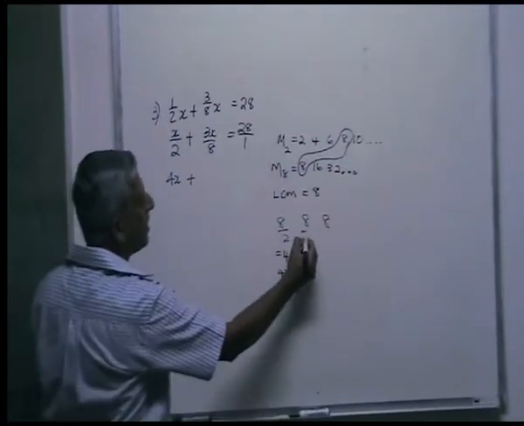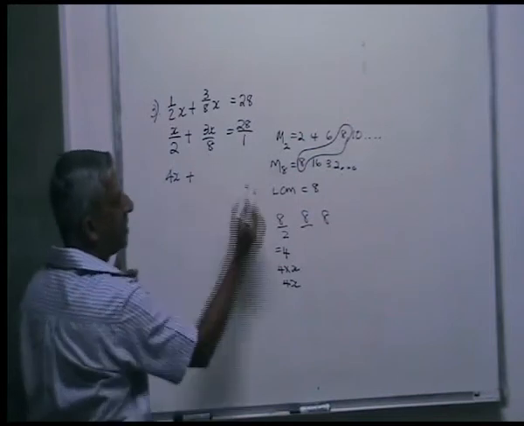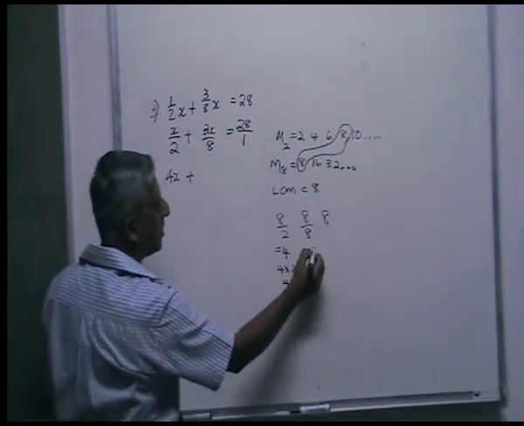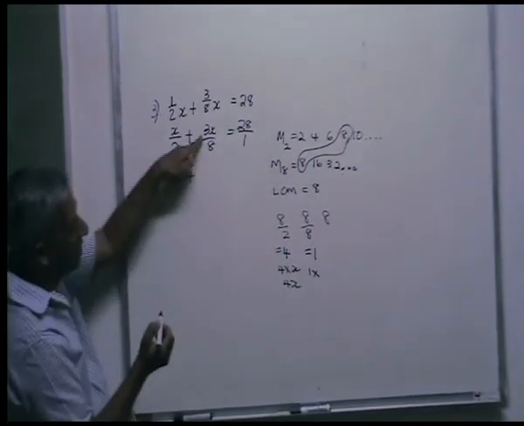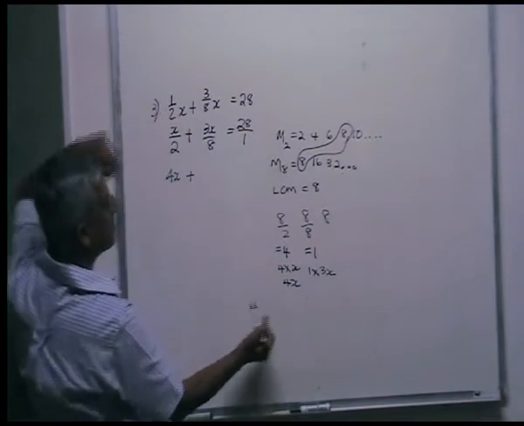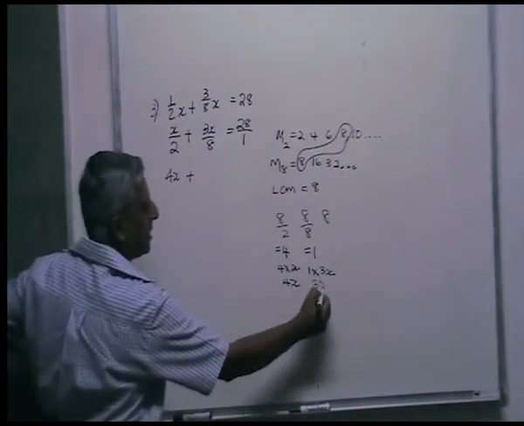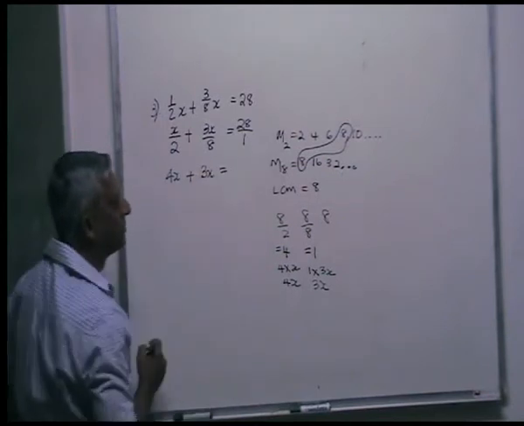The second time you divide the LCM by the second denominator. This is 8, so you divide by 8. So you get 1. So it will be 1 times whatever is on top there. So it will be 1 times 3x. So 1 times 3x is 3x. So this will be 3x is equal to.